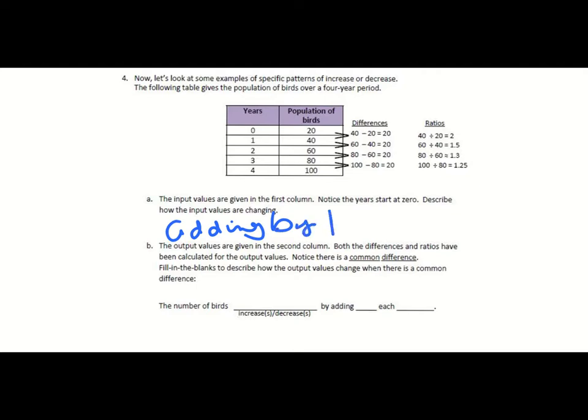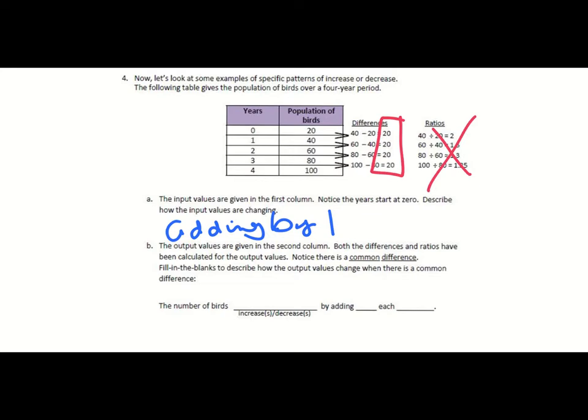Sometimes we'll add by other numbers. And then on the next one, it says the output values given in the second column, both the difference and the ratios have been calculated. Notice there is a common difference. So if you look, you're trying to look for the one that is the same or as close to the same. These ones you'll notice are not the same, so it's not a ratio.